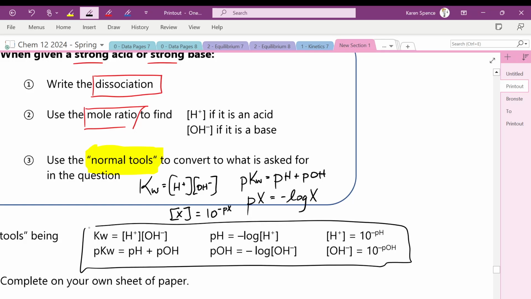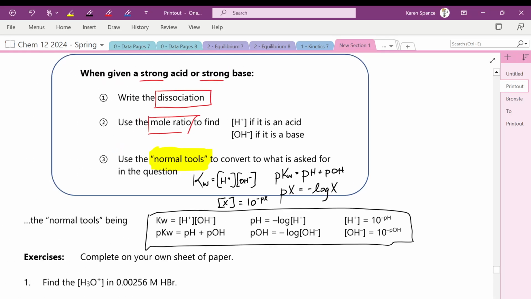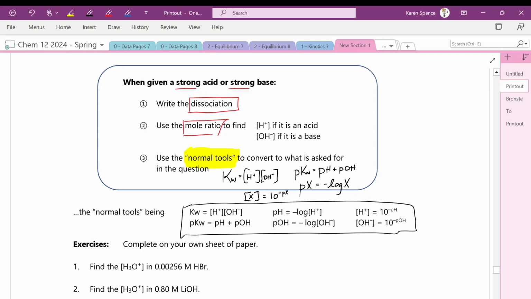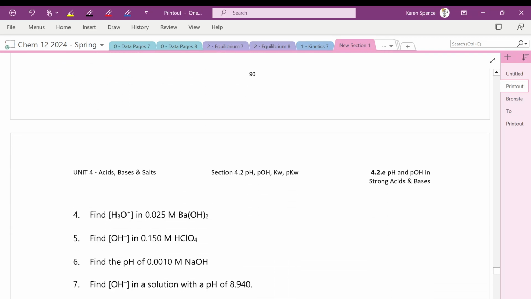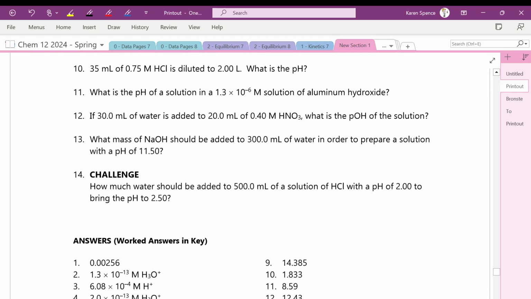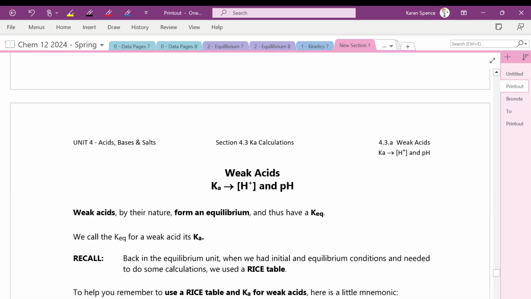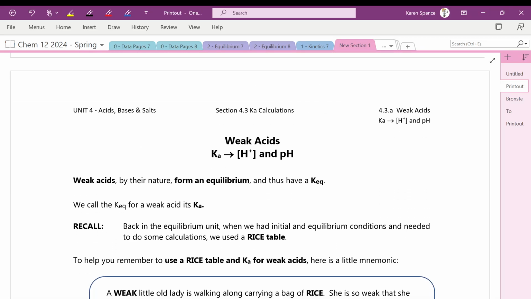There's a bunch of exercises here. We're not going to do them though today, okay? Because we're going to keep moving because we want to get through this unit so it can go on to report card number 1 for this term. Okay, so here we go. We've just done strong acids. Now we are going to do weak acids.